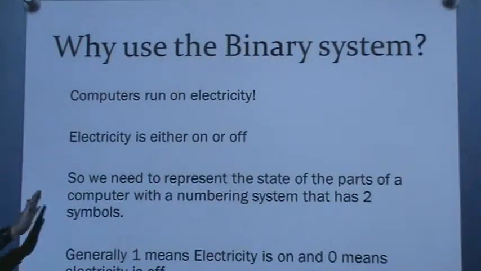So we need a numbering system that represents parts of the computer and can only have two symbols. They don't have to be the symbols 0 and 1. That's just the way that we, as human beings, represent that the electricity is either on or off. Generally, a 1 means the electricity is on and a 0 means the electricity is off.